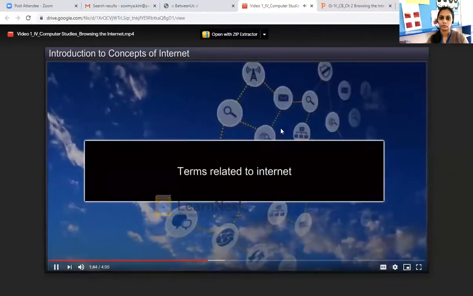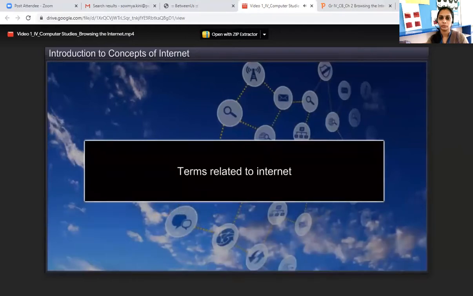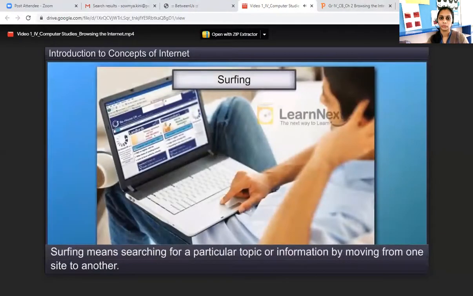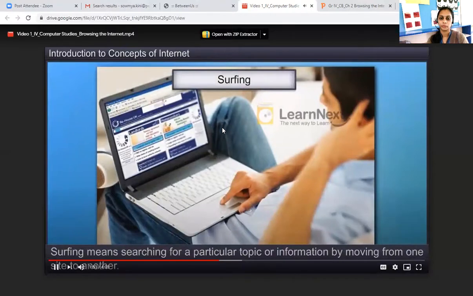Let us learn the terms related to Internet. Surfing refers to the act of moving from one site to another in search of information. Yes, what do you mean by surfing? Surfing means we seek one piece of information, and we may or may not be happy with one particular site, so we may want to move to another site to get still more details. So we may go for that.